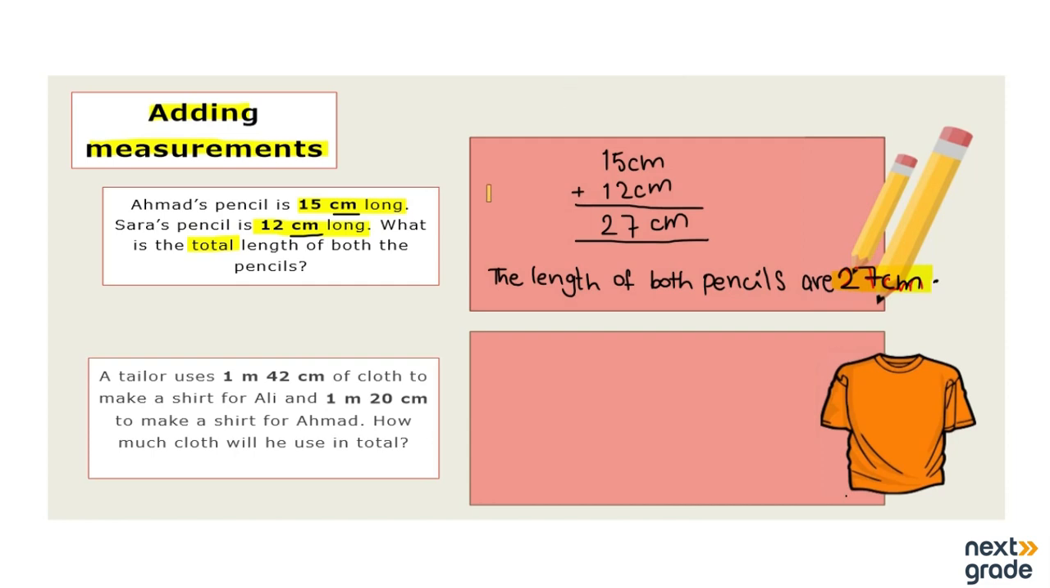Let's look at the other example that says a tailor uses 1 meter and 42 centimeters of clothes to make a shirt for Ali and 1 meter and 20 centimeter to make a shirt for Ahmed. How much cloth will he use in total? यानी आपने इन दोनों को ऐड करके बताना है. रिमेंबर इनमें 2 यूनिट्स यूज हुए हैं तो आपने सेम यूनिट्स को आपस में ऐड करना है. ठीक है, आपने मीटर्स को मीटर में ऐड करना है, सेंटीमीटर्स को सेंटीमीटर में ऐड करना है.